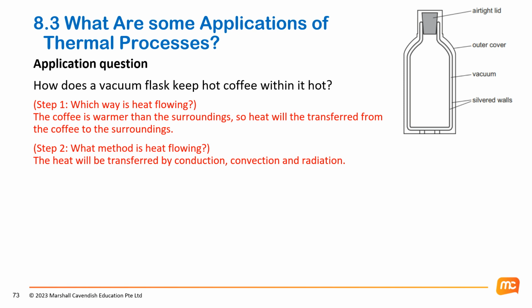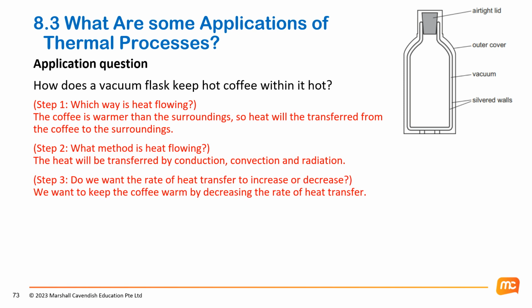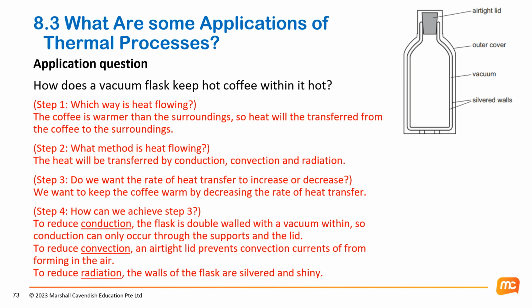Our third step, do we want it to increase or decrease? If we want to keep the hot coffee hot, we want to decrease the rate of heat transfer so it takes a longer time before it reaches thermal equilibrium. And how do we do this? In step 4. First, to reduce conduction, the flask is double walled and between the walls is a vacuum. In a vacuum, there's no particle, so no conduction can occur.